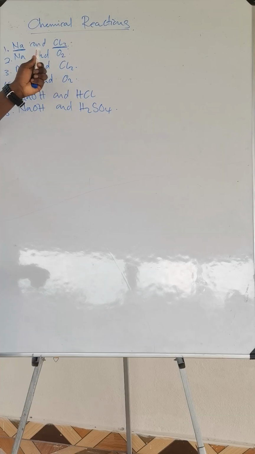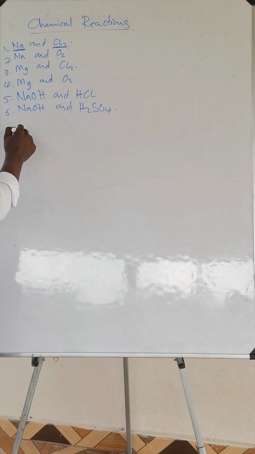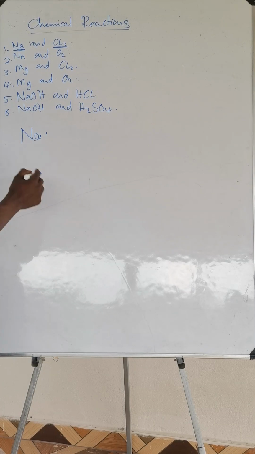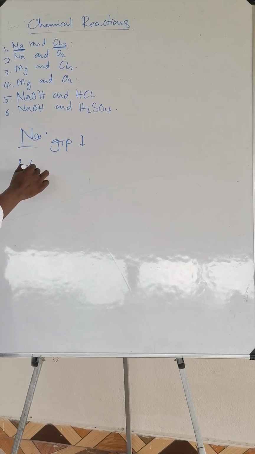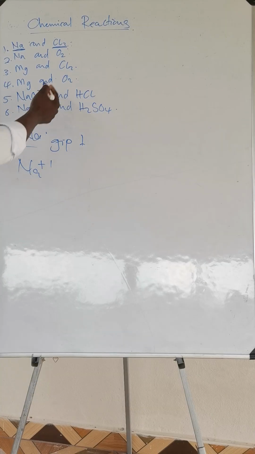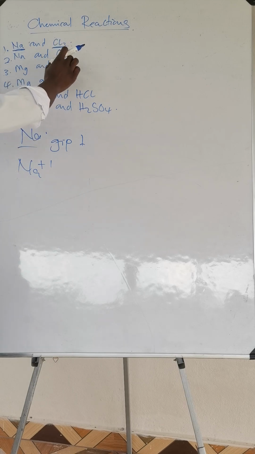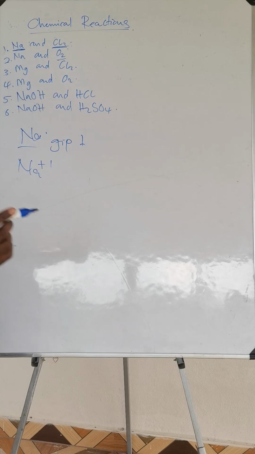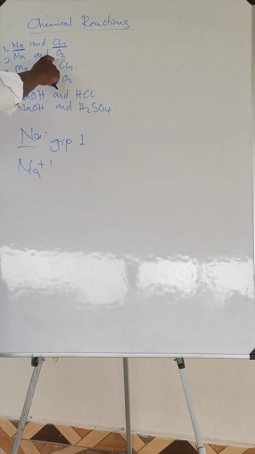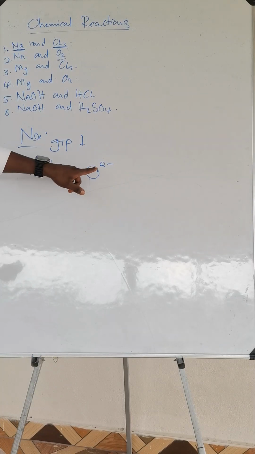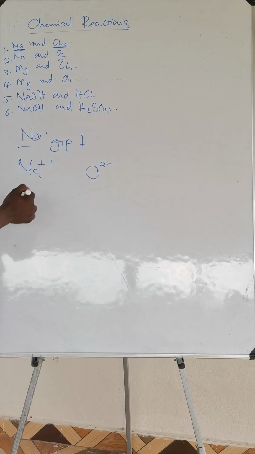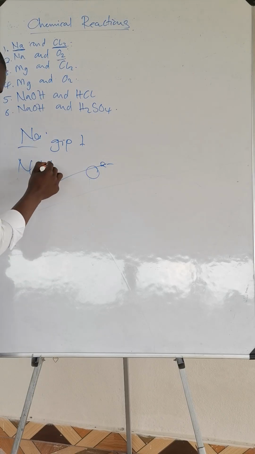This is sodium and this one is oxygen. Sodium is a group 1 element, so it's Na plus. Then oxygen is a group 6 element. It means its outermost shell has 6 electrons, so it needs 2 electrons for oxygen to be stable. So its ion becomes O2 minus. To react these, we just exchange these charges.